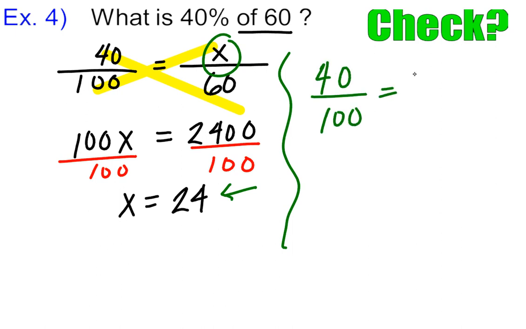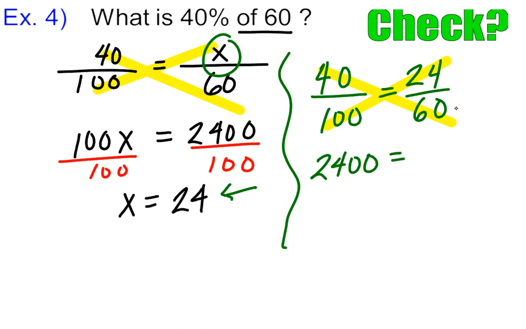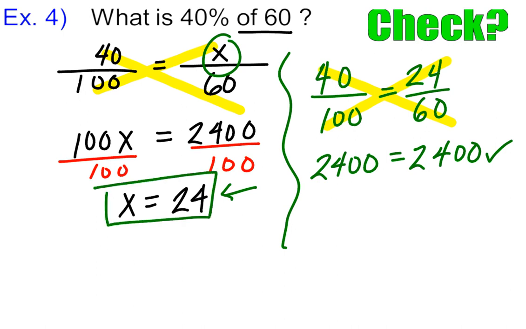Now there's 2 ways to do this. You can just use your calculator and do 40 divided by 100, come up with an answer, 24 divided by 60, come up with an answer, and that would have both sides equal. Or the other way, which is again cross multiplying, which is faster, I think, because you can do a lot of it mentally, because 40 times 60 is 2,400 and 100 times 24 is 2,400. So since both sides are equal, that means that this is our solution.